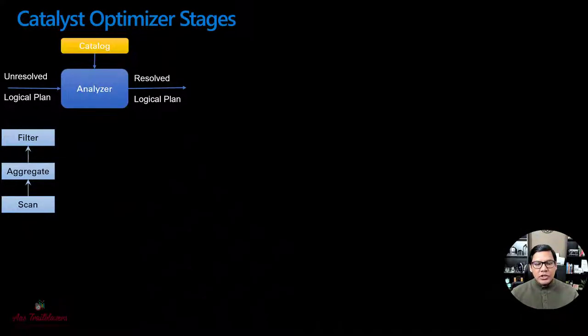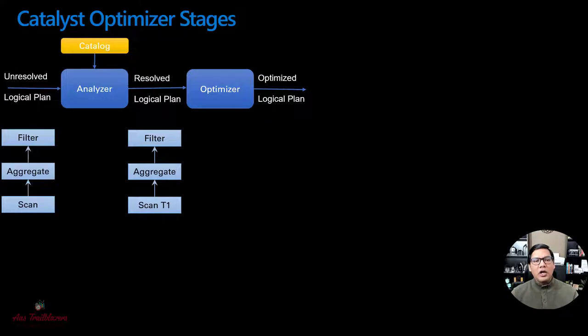And analyzer consults with the session catalog DB to resolve all the references that we have in the query, for example, with respect to table, columns, data type, and all those things. And based on that, it creates the resolved logical plan. So from unresolved logical plan to resolved logical plan, the transition happens with analyzer. So in this case, scan T, aggregate, and filter, the order of the operator remains same, but it has resolved the references of tables and columns and all those things. And then it goes into logical optimization.